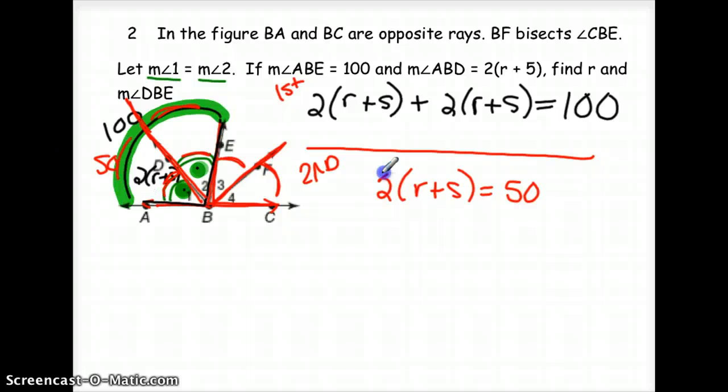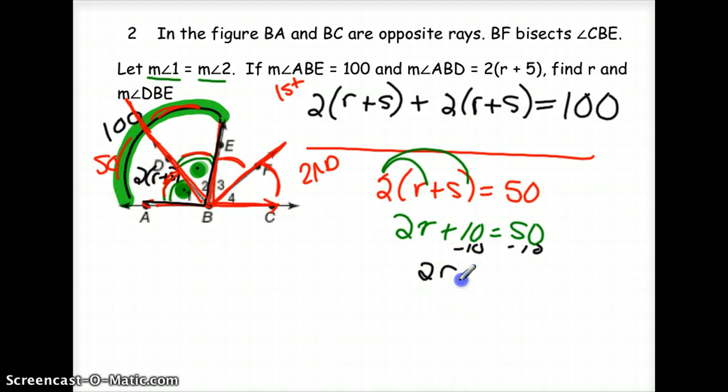I'm going to distribute my 2. I'm going to get 2R plus 10 is 50. I'm going to move my 10. I'm going to get 2R is 40. And then I'm going to get R to be 20.